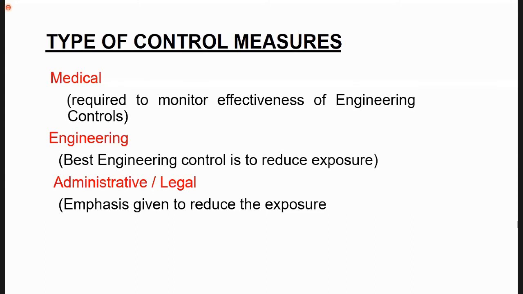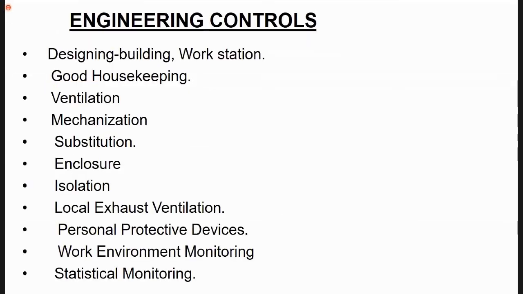Administrative or legal measures: emphasis is given to reducing the exposure. But there should be a thorough check so that legal actions can be taken against those who are not following the proper ergonomics guidelines. Engineering controls can be designing the building, workstation, good housekeeping, ventilation, mechanization, substitution, enclosure, isolation, local exhaust ventilation, personal protective devices, work environment monitoring, and statistical monitoring.